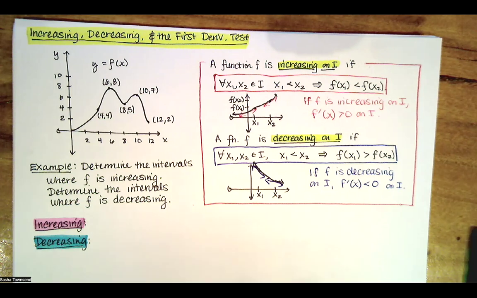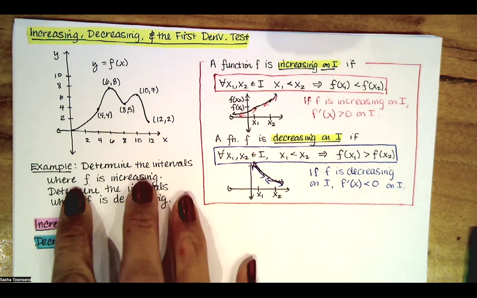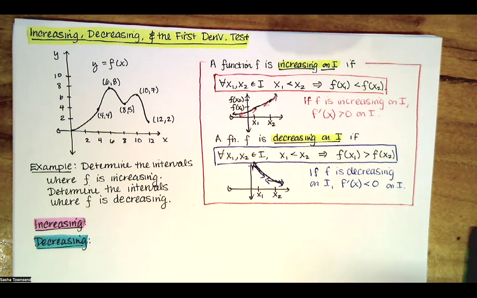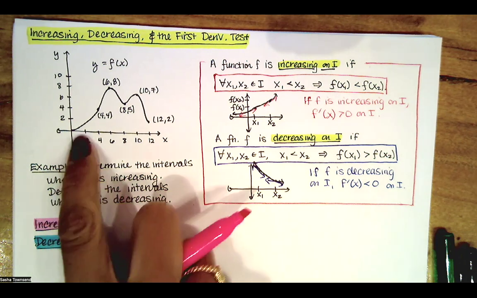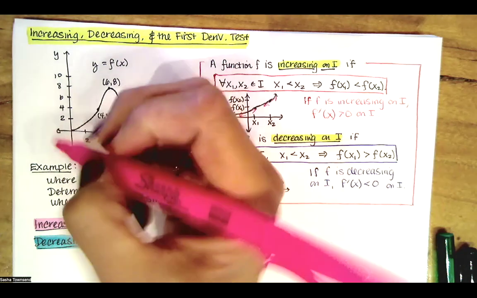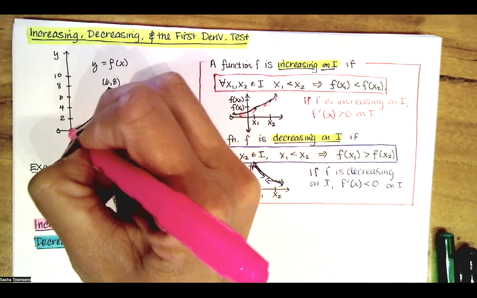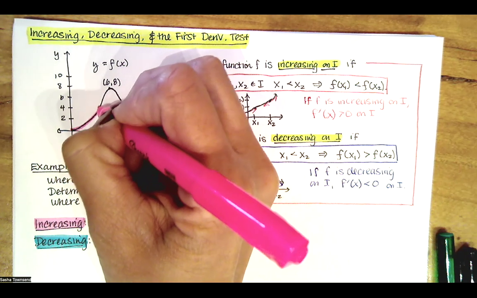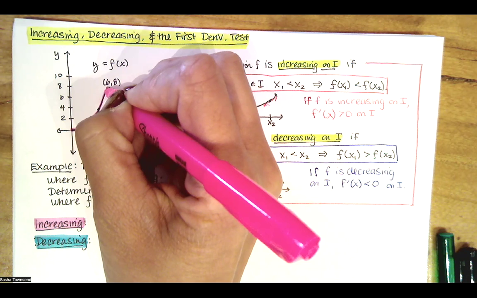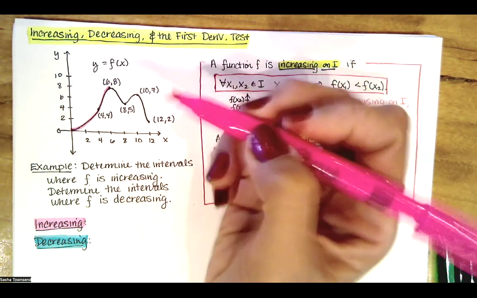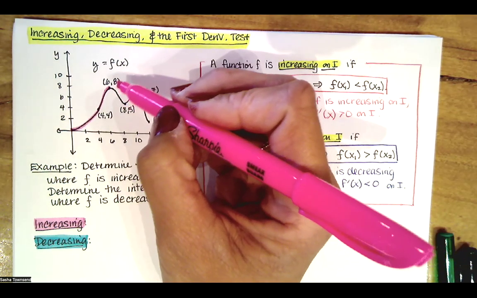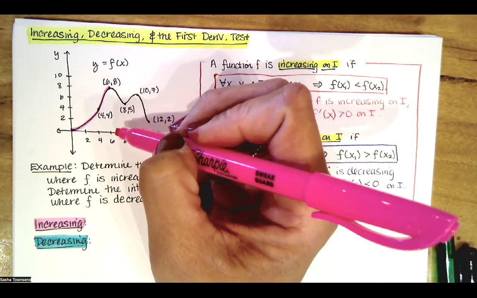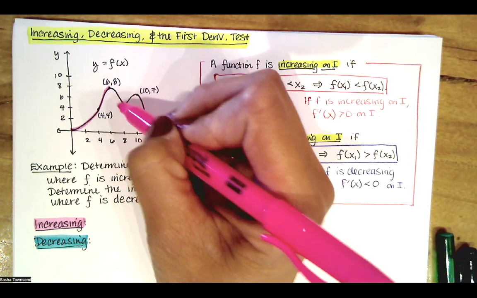Okay, so making sure that we understand the concept, let's look at this graph. The question says, determine the intervals where f is increasing, and determine the intervals where f is decreasing. Well, the function is increasing anywhere where the function just goes up as you go from left to right. So we start here at x equals 0, y equals 0. And as we go to the right, the y values are increasing, increasing, until we get to this relative max of y equals 8 when x is equal to 6. And then the y values start to decrease.